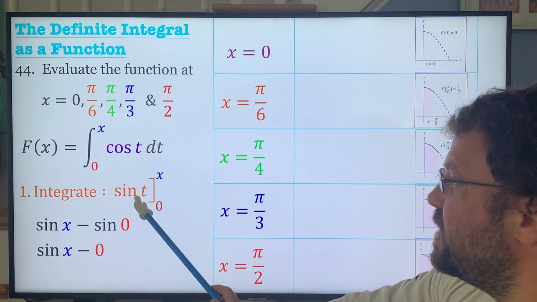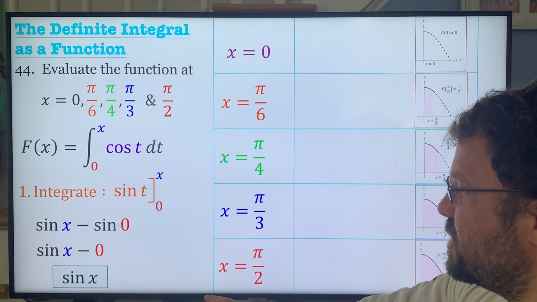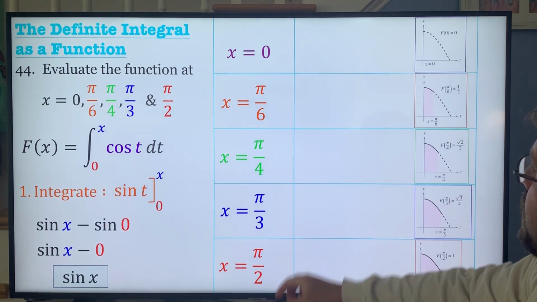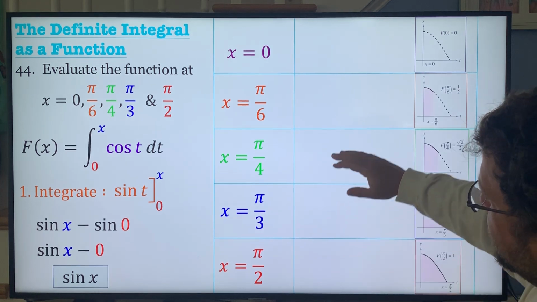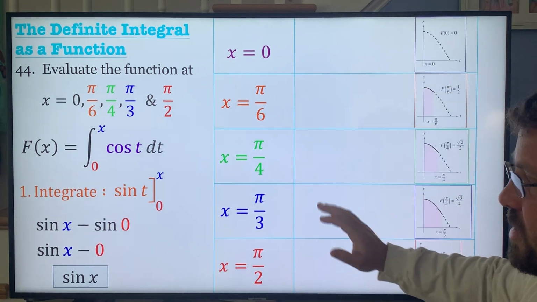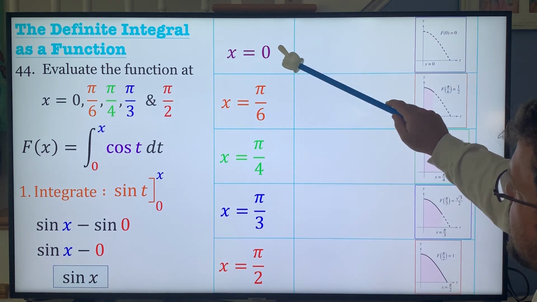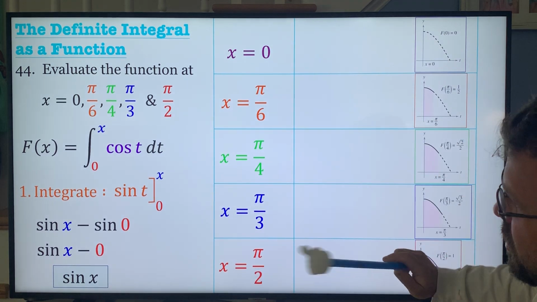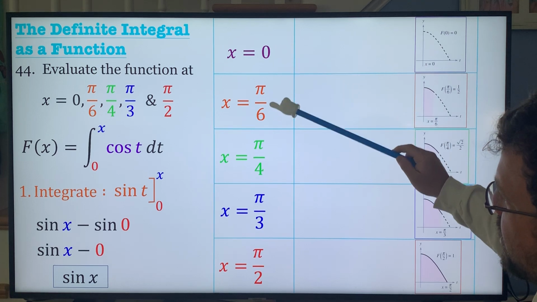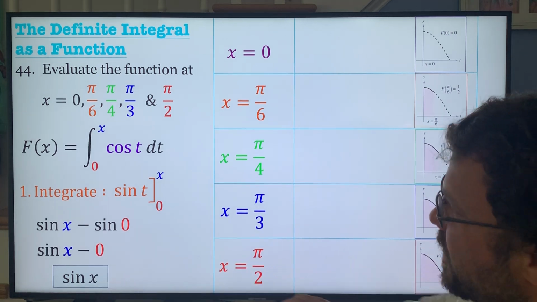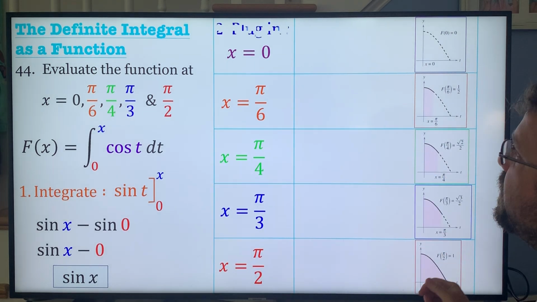So the integral of sine t from 0 to x is just sine x. Now, why would we do that? Well, in real life, when you're doing experiments, you plug in different variables for the same thing. Why do the same equation over and over? You're going to want to know when x is 0, and all those things. So you just take all these x's and plug them into the final answer, and it's going to really quickly spit out your answers.